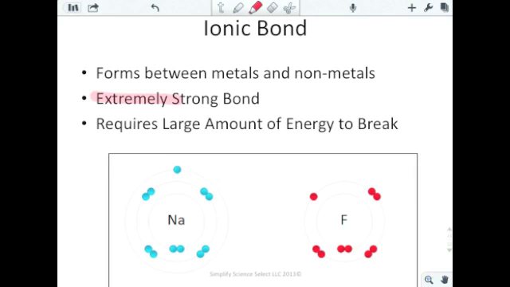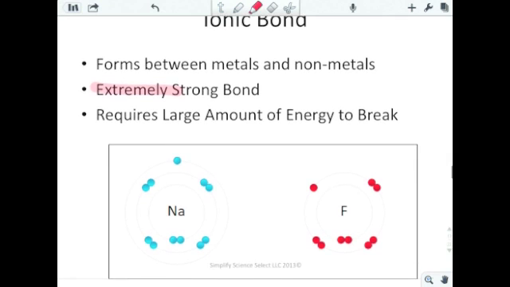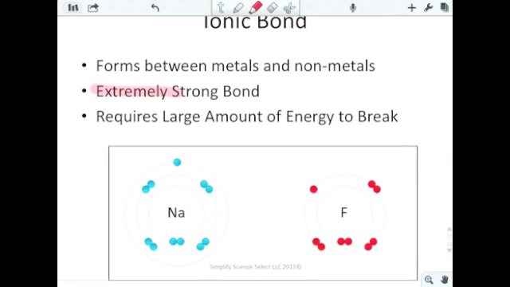Okay, that means it's going to have very high melting points. That means it's going to require a very large amount of energy to break it up. So when we're looking at this, basically what happens is this electron wants to give to the fluorine to make this have a complete outer shell, and fluorine, by taking it, will have a complete outer shell. And so therefore what we get is this really strong bond. Sodium will become positive and fluorine will become negative, and that positive and negative pull each other together, and they like to stay connected to each other.